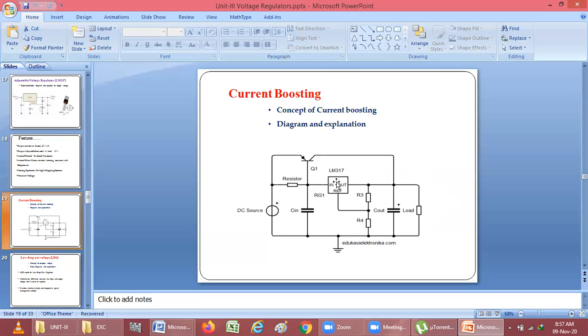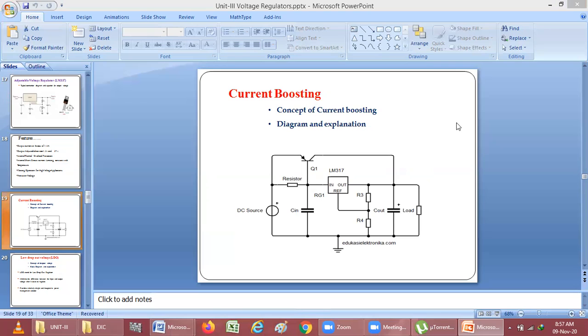Can anyone tell me which type of voltage regulator this LM317 is? Is it a fixed voltage regulator, a variable voltage regulator, a switching voltage regulator, or a series or shunt voltage regulator? Namrata, please answer the question. Are you there? Pradnya? Pradnya?